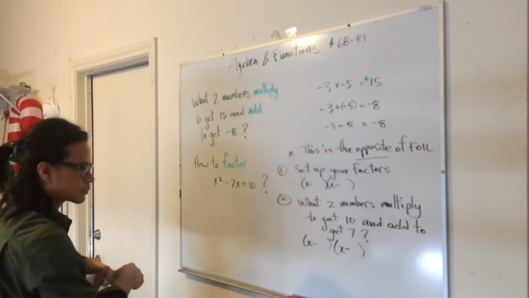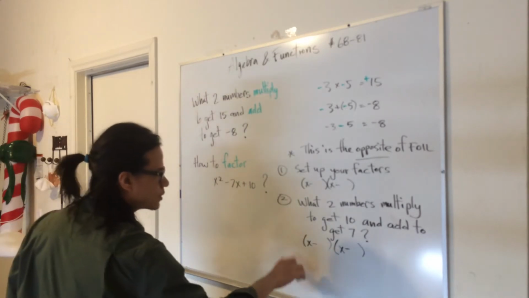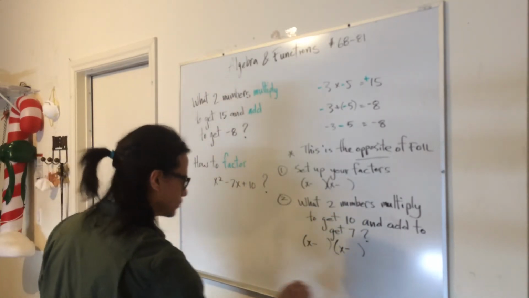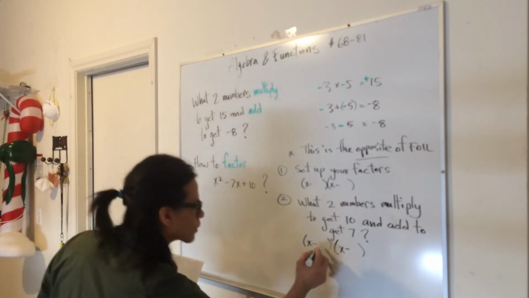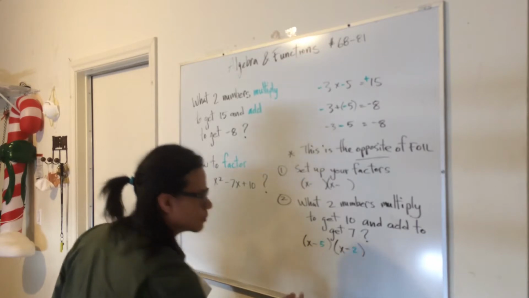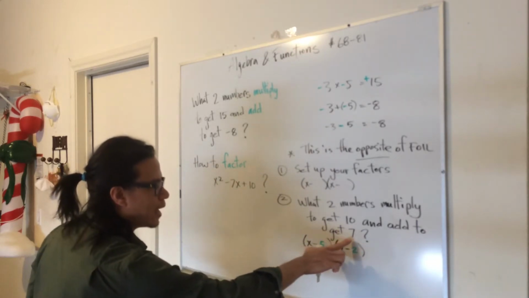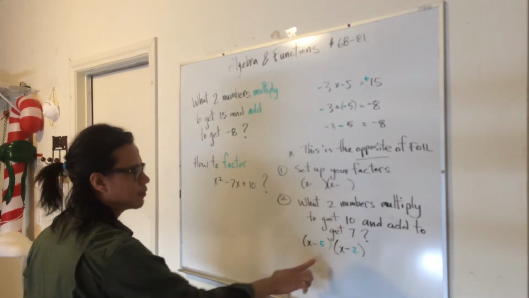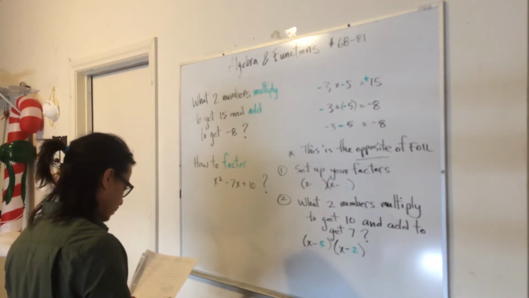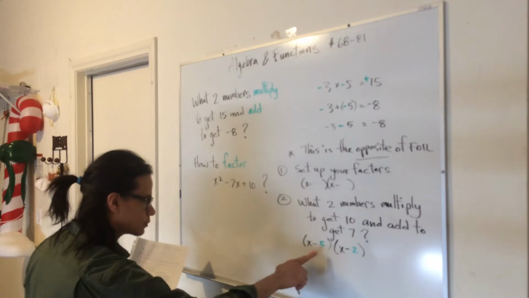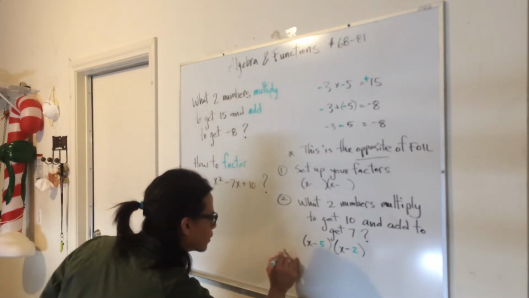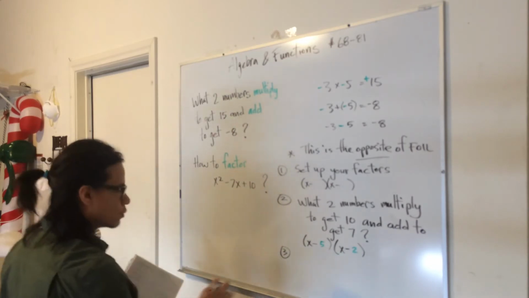Okay. Two numbers that can multiply to get 10, perhaps 5 and 2. Randomly, I just chose that. Do they add to get 7? 5 plus 2 does get 7. So this could work. Okay, so let's go on to step 3, which is we're going to check it.